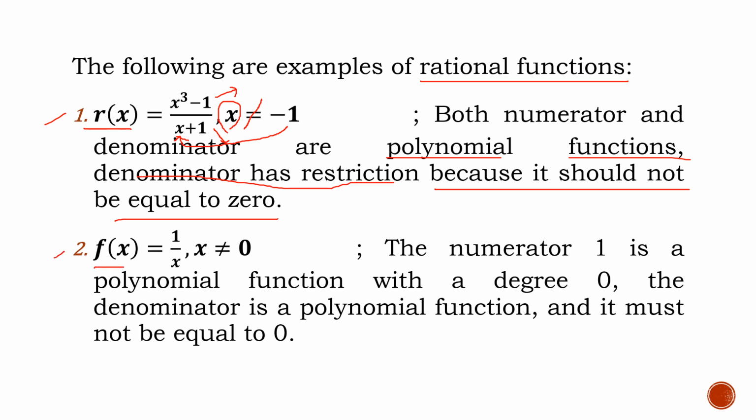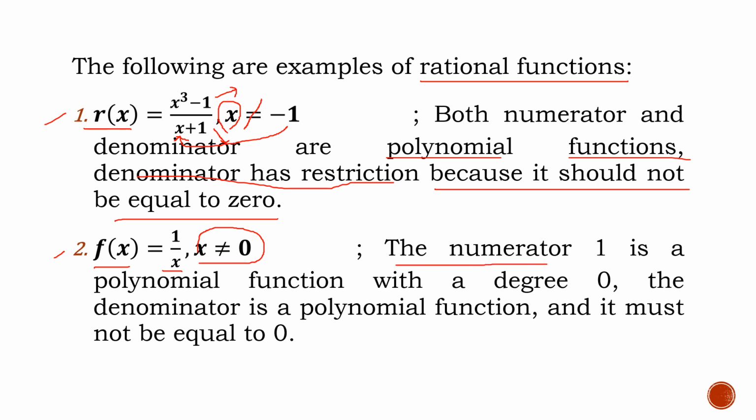Now, for number 2, same scenario. We use f of x to represent the function, so it can be r of x, s of x, p of x, any letter can be a function. It depends on your decision, as long as you know what these letters are representing. So your f of x is equal to 1 over x, wherein x is not equal to 0, because we really need to make sure that your denominator is not equal to 0. It can be negative, it can be a positive number greater than 0, as long as your x is not equal to 0.